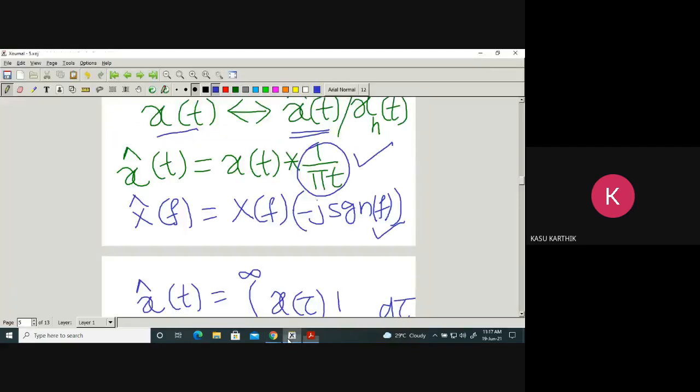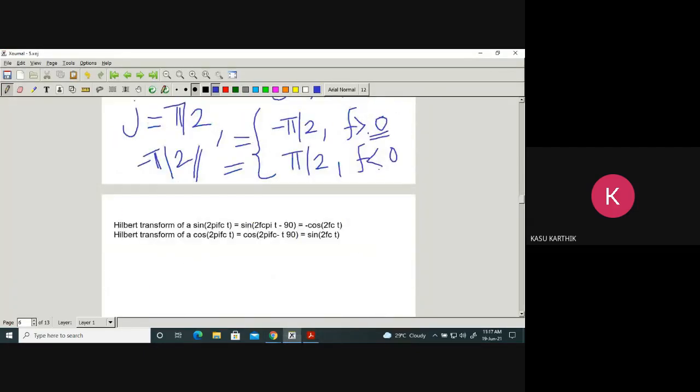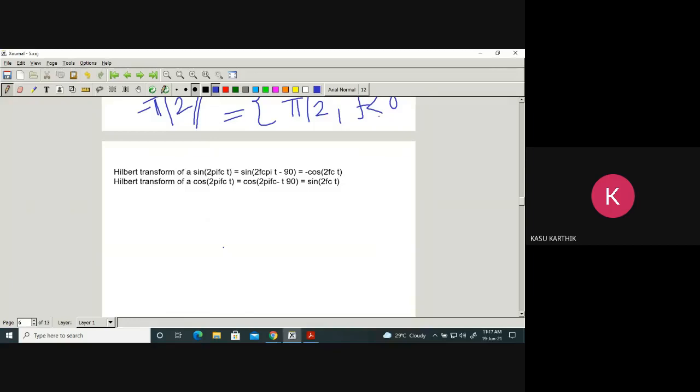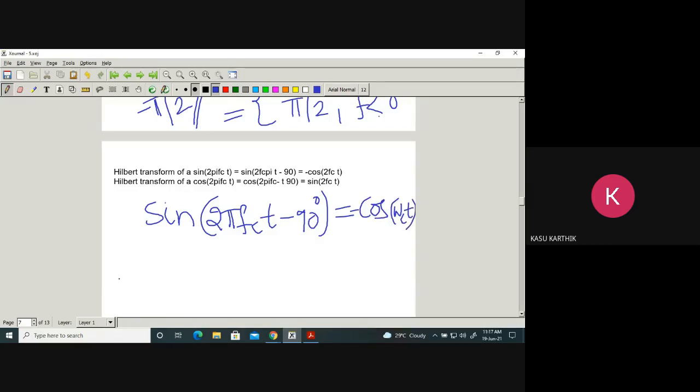Now what is the Hilbert transform of sine 2 pi fct? How to find out? Just now I told you. Suppose you have sine 2 pi fct. You add a phase of minus 90 degrees. What is this? Sine of 2 pi fct minus 90 degrees gives minus cos omega ct. In the same way, what about the Hilbert transform of cos 2 pi fct? You add minus 90 degrees, you get sine.